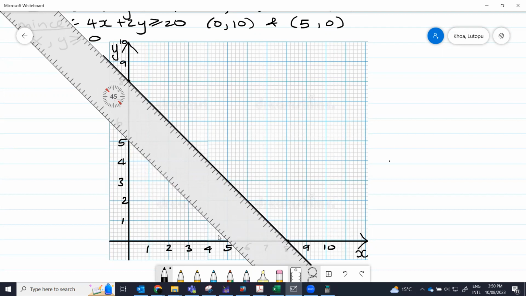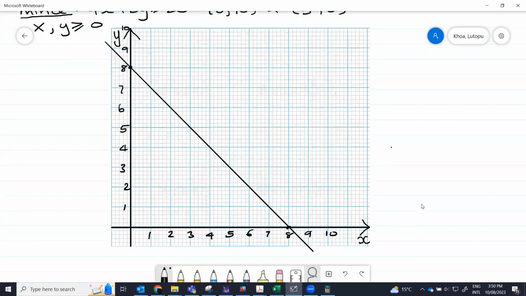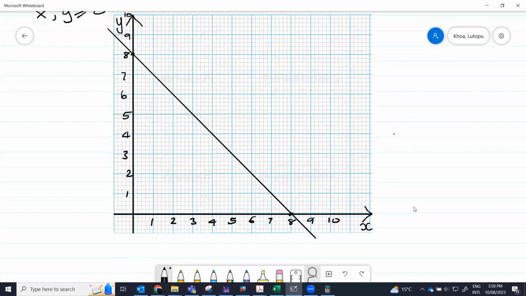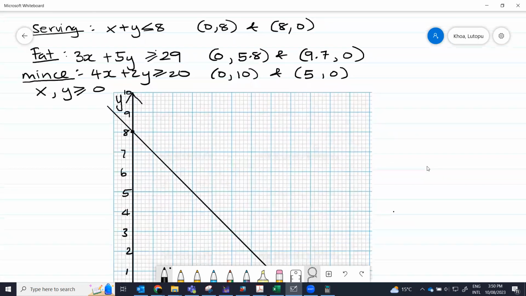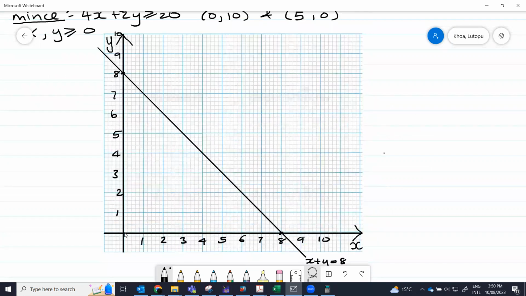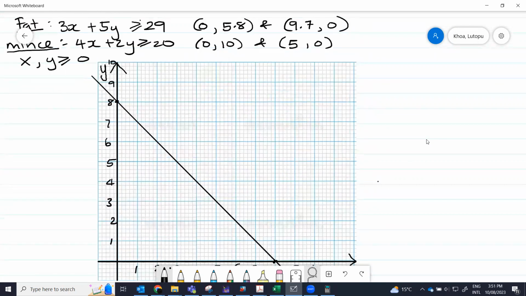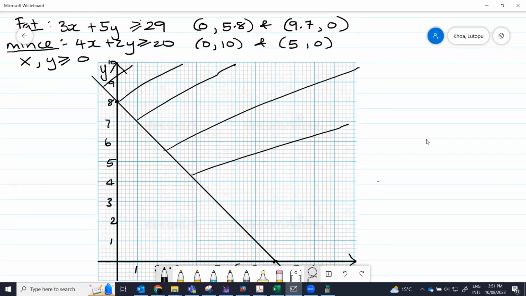Then you need to label the line. This is x plus y is equal to 8. Now you need to decide, are you going to shade above or below? Remember what you want, x plus y must be less than or equal to 8. So if I pick the origin, 0 plus 0 is 0. That's less than 8. That's what I want. So when I picked a point below the line, it gave me what I wanted. So above is not wanted. You shade it out.